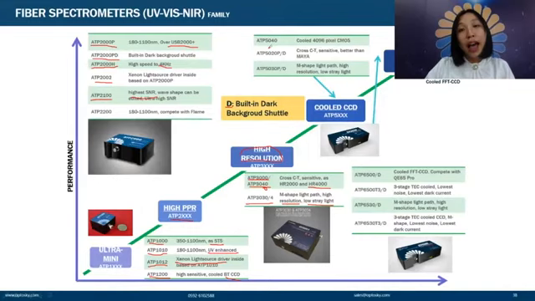And we also have the ATP 5000 series. And we have an ATP 5020 PD. This one is compared to Ocean Optics Maya series, but performance is better than Maya because Maya is uncooled spectrometer, but ATP 5020 is the cooled spectrometer.